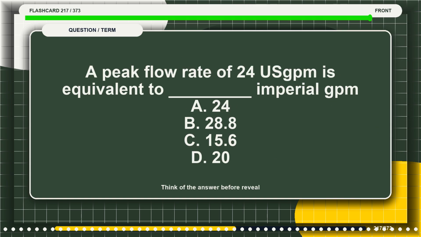Flashcard 217. A peak flow rate of 24 US GPM is equivalent to blank imperial GPM. A. 24. B. 28.8. C. 15.6. D. 20. Think of the answer before the reveal.